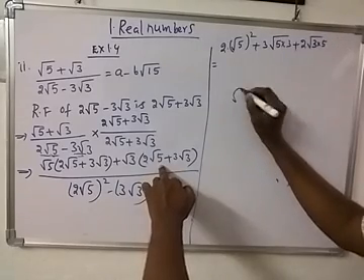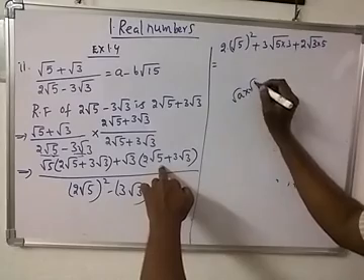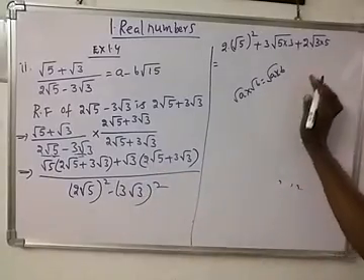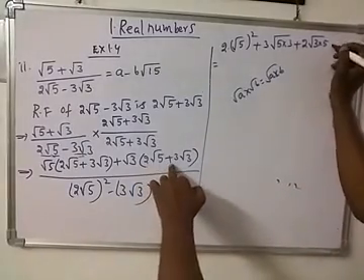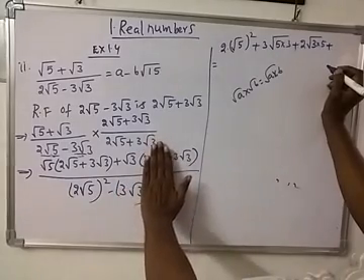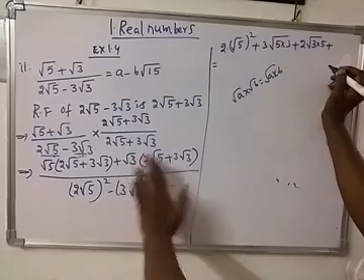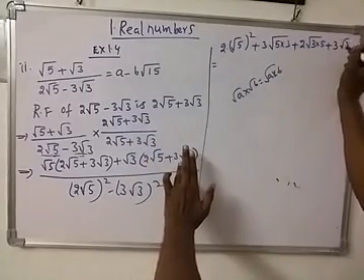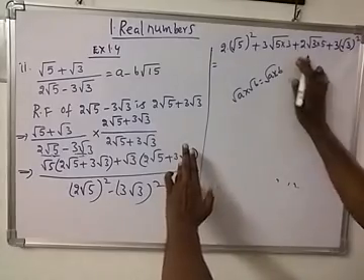Because we know the formula √A into √B is equal to √(A × B). Okay? Plus √3 into 3 into √3, where √3 into √3 is (√3)², that is 3 into (√3)².